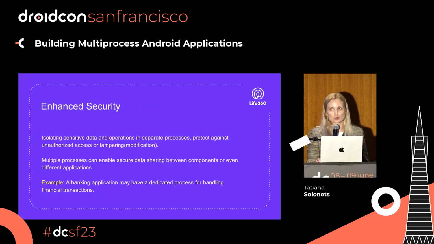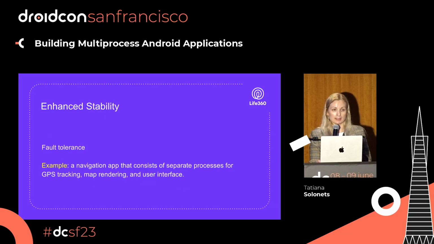Security. Since we mentioned that we have a separate memory for each process, that means data is secured, and it helps us provide secured access to that data from either another process or even other applications. An example for that could be a banking application where you can handle financial transactions in a separate process to make it more secure.